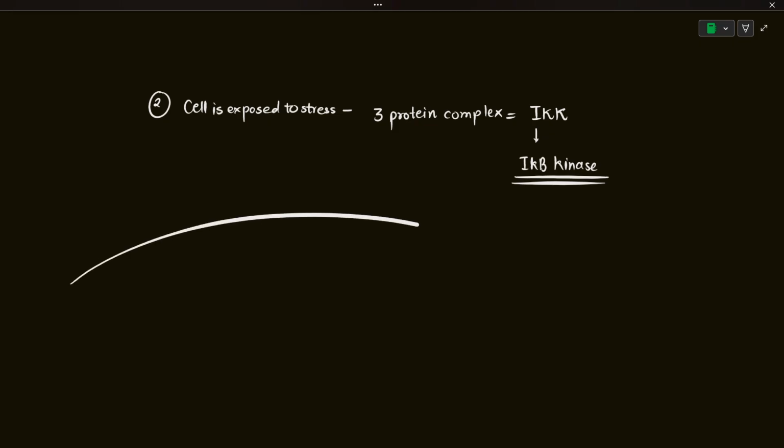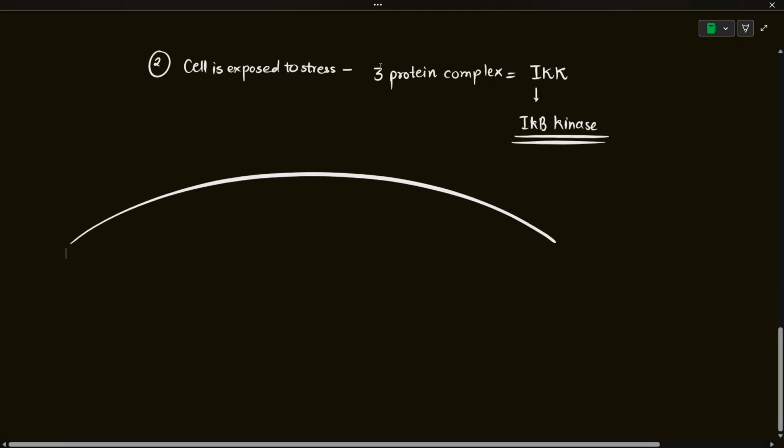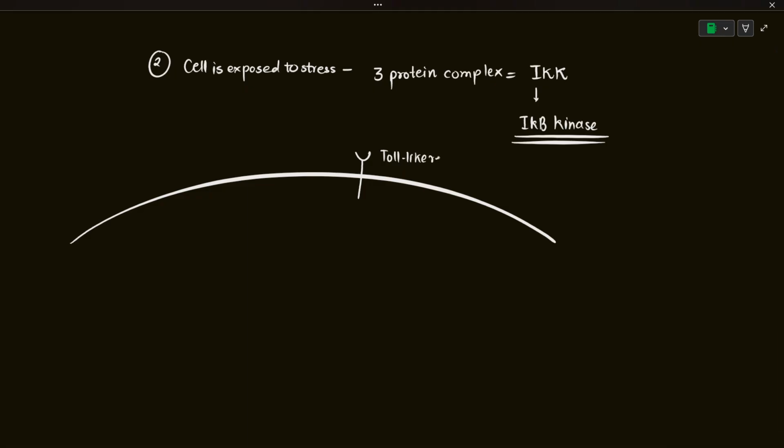So let's assume that this is the cell surface, and over the cell surface there are different receptors. Let's say this is the toll-like receptor, which is going to receive the bacterial or the viral cell wall components, or there could be receptors for TNF alpha. So this is the TNF alpha receptor, this is the IL-1 receptor. In all those conditions, those different receptors are going to downstream activate a three protein complex.